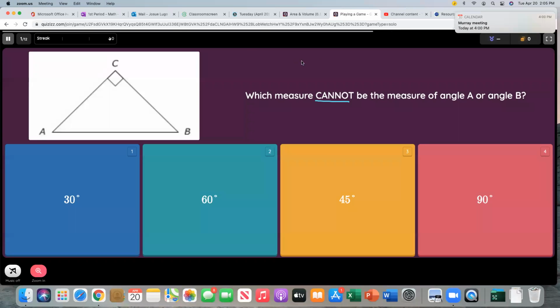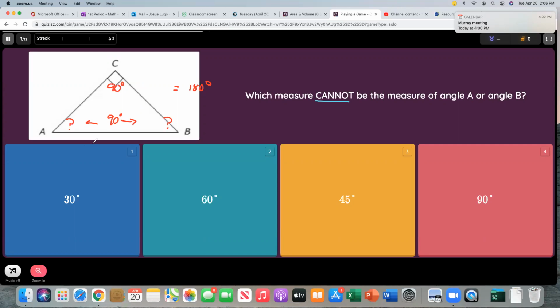Now, if you notice over here, ladies and gentlemen, they give us the measure of angle C. That little square means that this is a 90-degree angle. They're basically asking, out of these down here, which cannot be the measure of one of these two? Here we have to remember that in a triangle, all of these together should equal 180 degrees. So if this is already 90, let's take this away from the 180, so 180 minus 90, meaning that I have 90 degrees left over to split between these two angles.